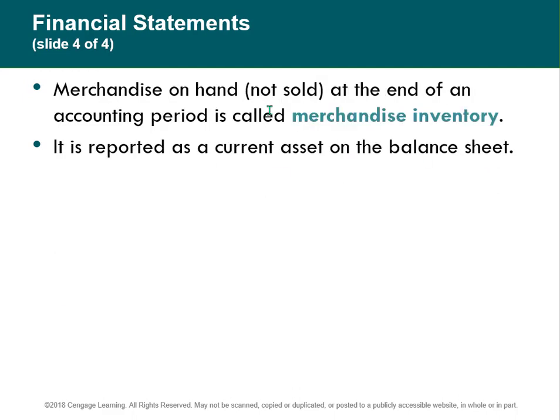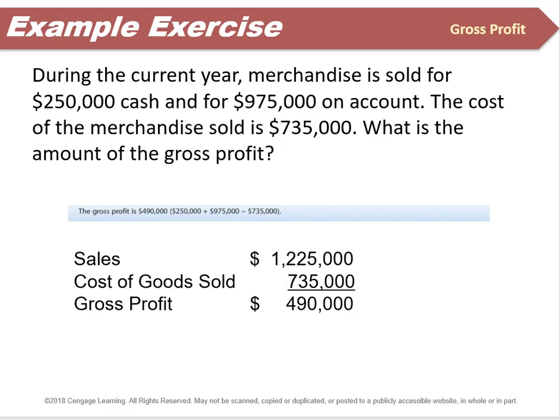Merchandise on hand is merchandise inventory. If we still have it and it's not sold, then it's an asset. And it's a current asset on the balance sheet. And here's an example. In the current year, merchandise is sold for $250,000 in cash, and for $975,000 on account. So our total sales are $1,225,000. The goods are gone. We have a right to receive the cash. We've earned it, so it's considered a sale. Cost of goods sold is $735,000. So our gross profit would be the difference, $490,000.